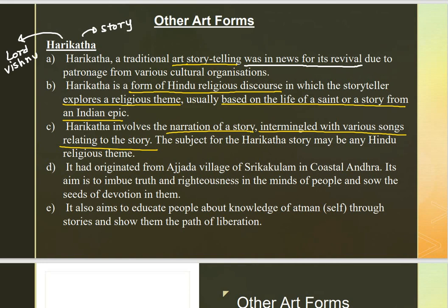Okay. Now this point is important for prelims. It originated from Ajadu village of Srikakulam in coastal Andhra. तो कहाँ पर ये ओरिजिनेट हुआ? कोस्टल आंध्रा में, in the Ajadu village of Srikakulam.